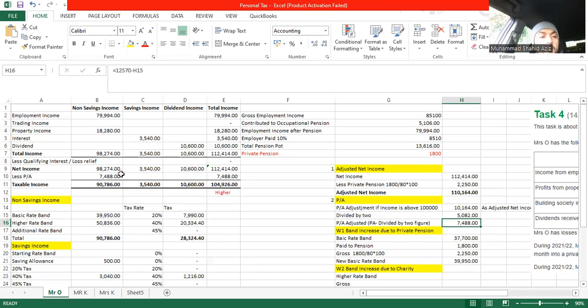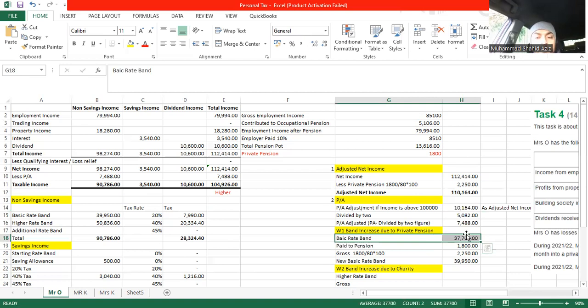So this one we will write here, 7,488. The personal allowance is not available at 12,570. It has been reduced because the adjusted net income is greater than 100,000. The next thing is we need to increase the basic rate band due to the pension. So the basic rate band is 37,700. So from where will you know this basic rate band is 37,700?